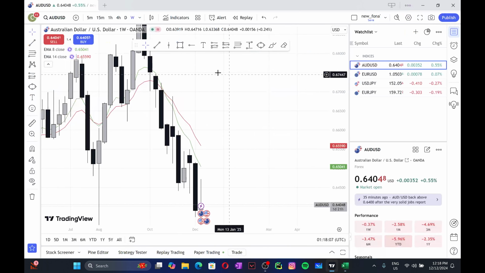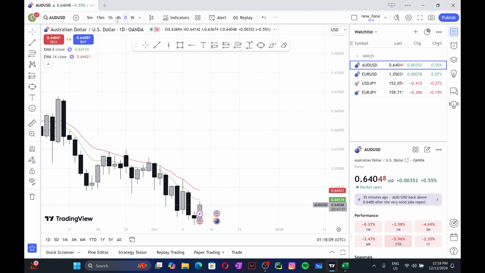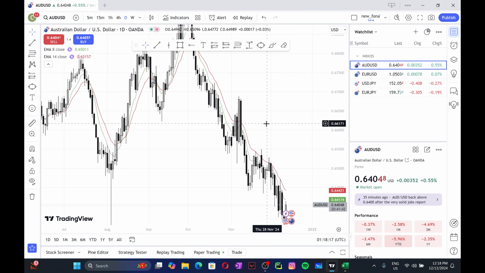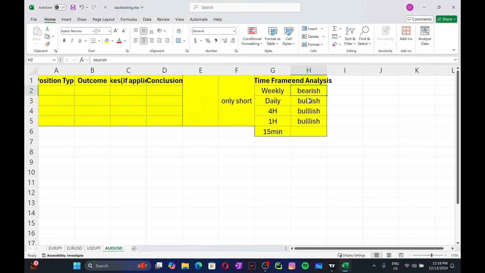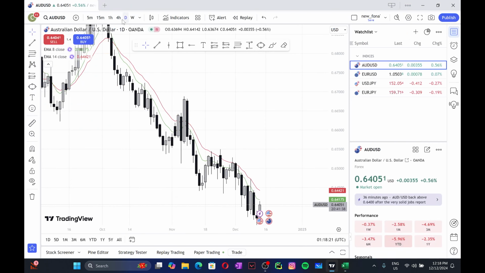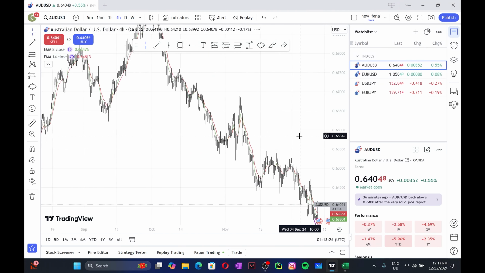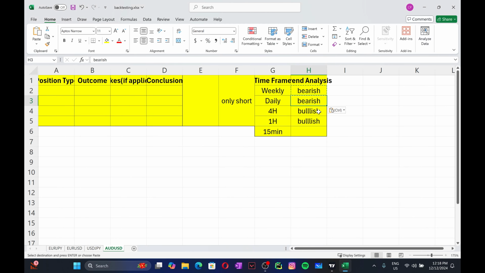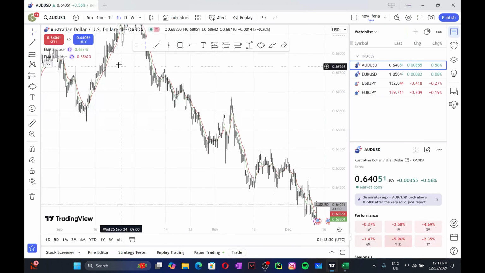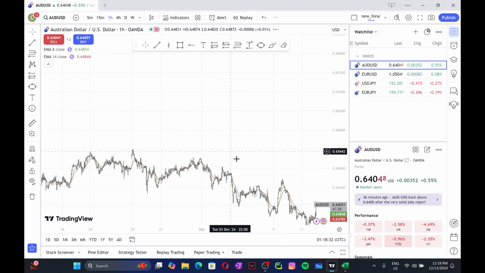Oh wait, we didn't analyze it. Let's continue analyzing. So the daily time frame suggests that it is absolutely bearish. And in the 4 hours time frame, it is obviously going to be bearish because that's a huge bearish trend in the daily time frame. And it is going to be bearish in the 1 hour as well because the 4 hours shows it is clearly bearish.